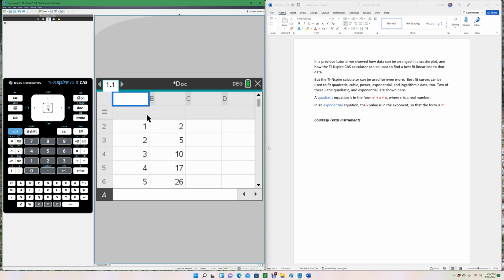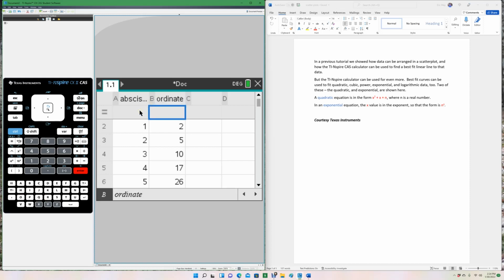A quadratic equation is in the form x squared plus x plus n, where n is a real number. So I have some data laid out here that we're going to use to find a best fit line, and the important thing we have to remember is to label the axes. So I'm going to do that. This will be the x-axis, or let's call it by its fancy mathematical term, the abscissa. And then the y-axis, the fancy mathematical term for that, is the ordinate.